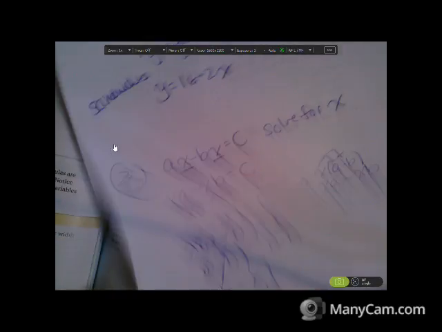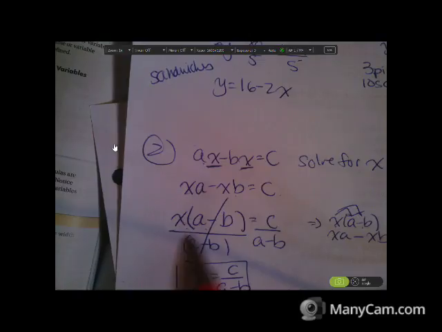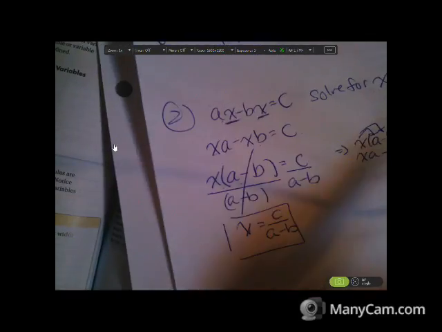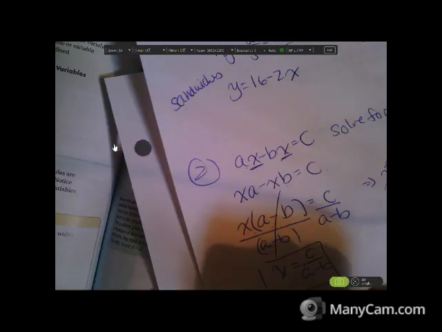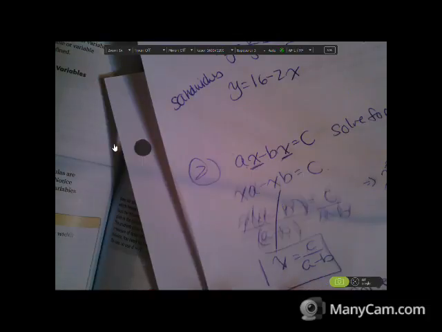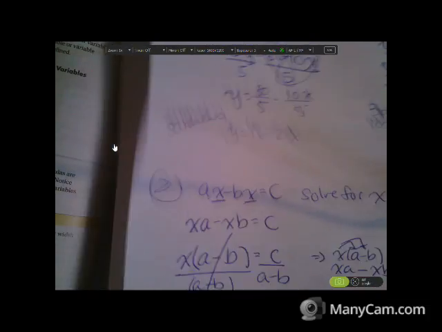That's what we got. First, we used the commutative property, then we factored it, we used the distributive property, and then we solved for X. So I want you to try this one: negative t equals r plus px. I want you to solve for x. Solve for x. Negative t equals r plus px.